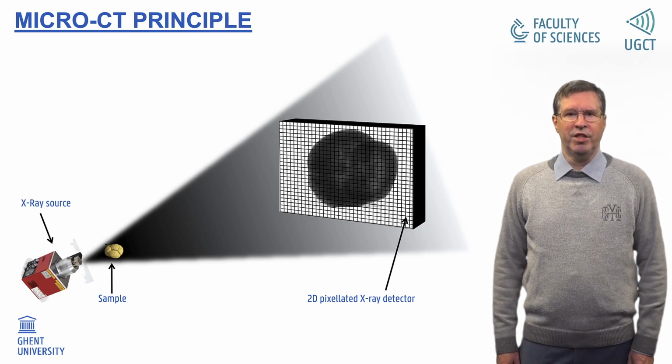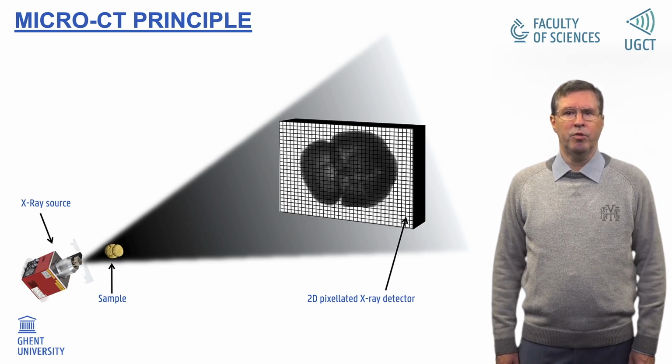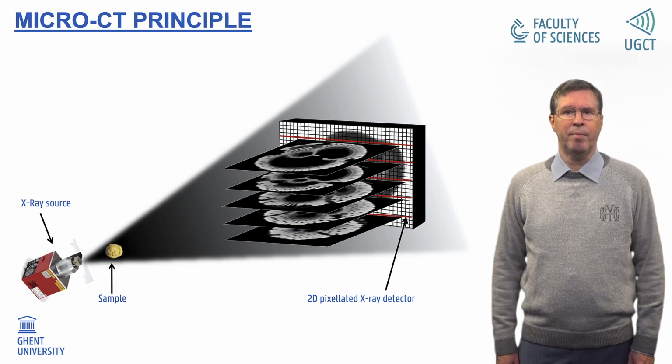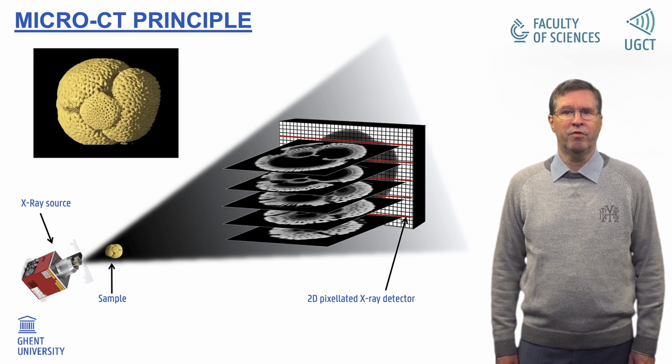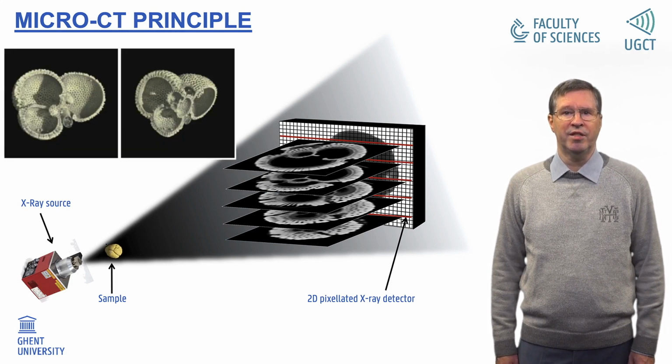In X-ray micro-CT, a sample is being rotated between an X-ray source and an X-ray detector, while many radiographies are being recorded. Using these radiographies, slices through the sample are reconstructed, which, stacked on top of each other, yield a virtual 3D volume of the sample representing its external and internal morphology.